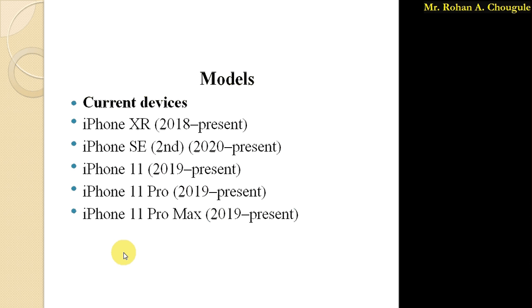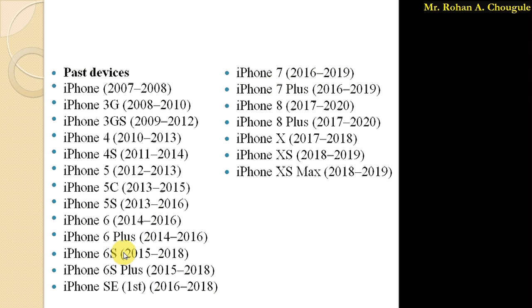Then iPhone 11 was launched in 2019. Then iPhone 11 Pro and 11 Pro Max. So these 5 models are available in the market, and these are some past devices. This is the first iPhone, which was launched in 2007 and was available from 2007 to 2008. Then iPhone 3G available from 2008 to 2010. Then 3GS was available from 2009 to 2012.